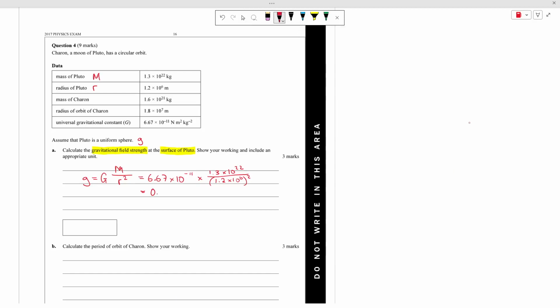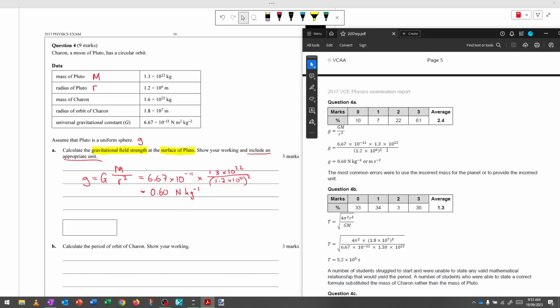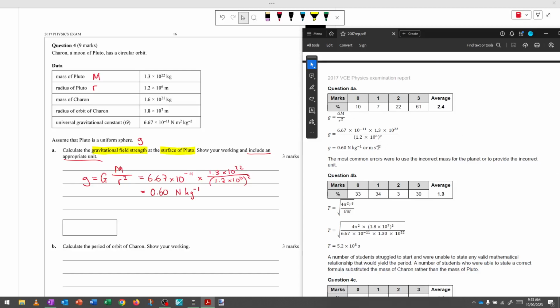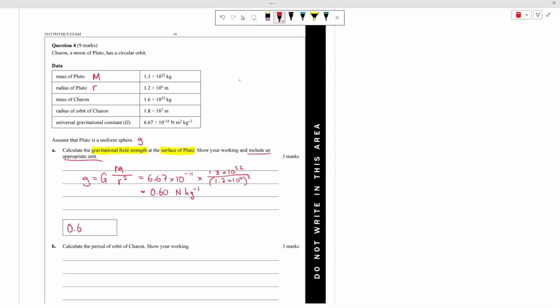It does also ask for a unit. Because we're dealing with gravitational field strength, my first instinct would be to write it as newtons per kilogram. But you're not wrong to say also meters per second squared, because those are equivalent units. Acceleration due to gravity is the same as the gravitational field strength when you think about their units and how they can be expressed as either. So 0.6 newtons per kilogram.